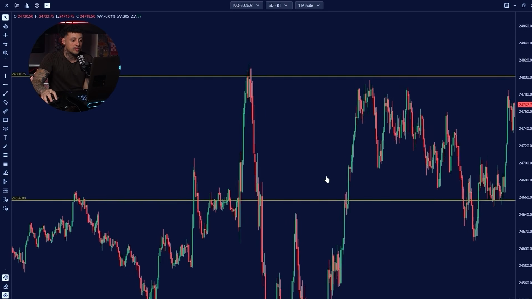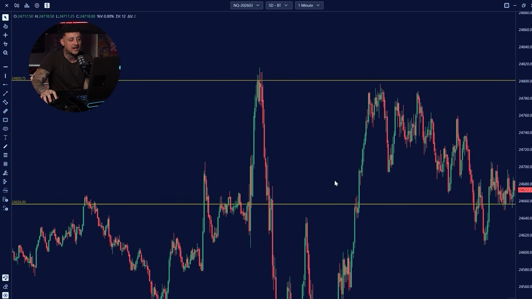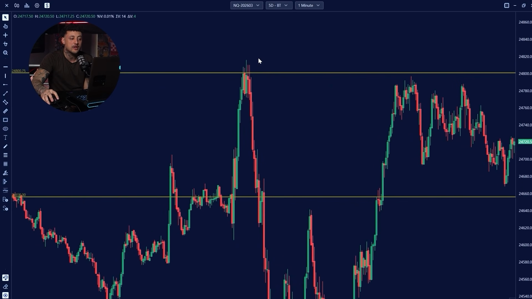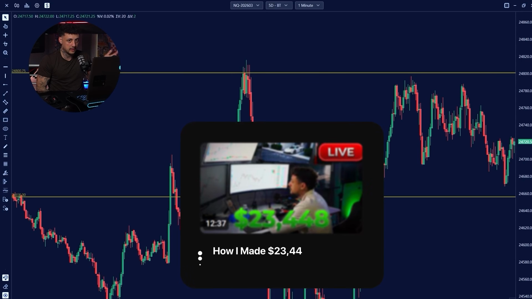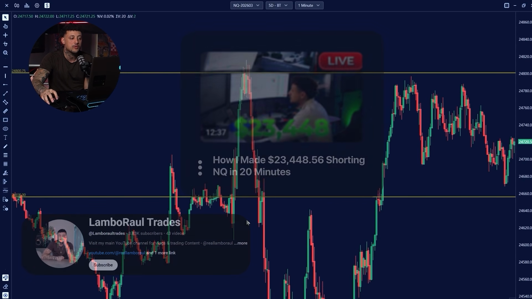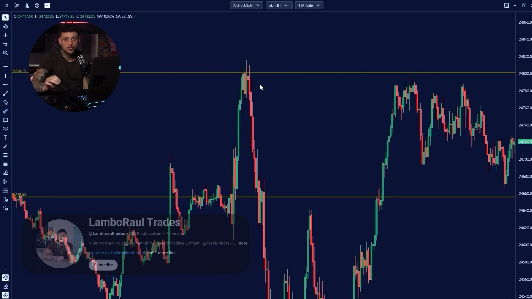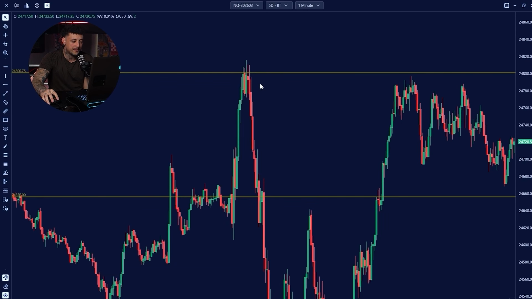Now this is going to be a regular price action chart. This is going to be today's action here on NQ, which is a real short position that I caught here on NQ because of this entry method, that you guys could go ahead and literally click here and see on my second channel me taking this trade live and making $24,000 on this position.